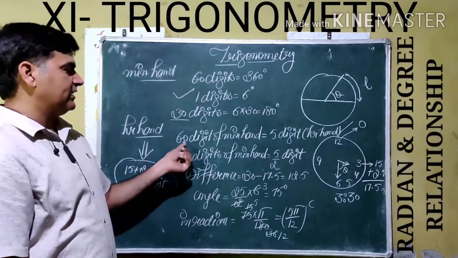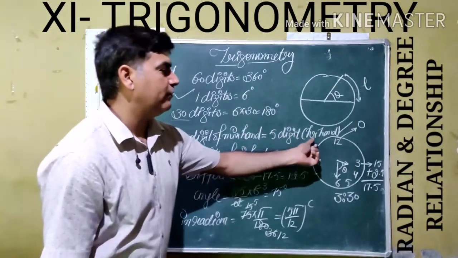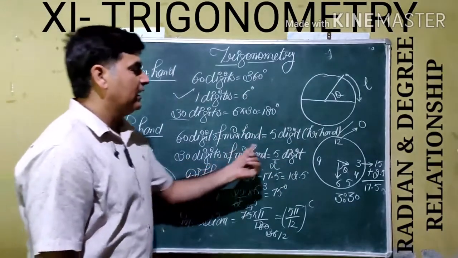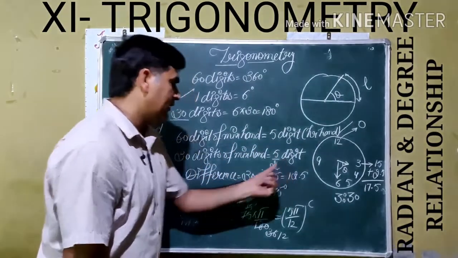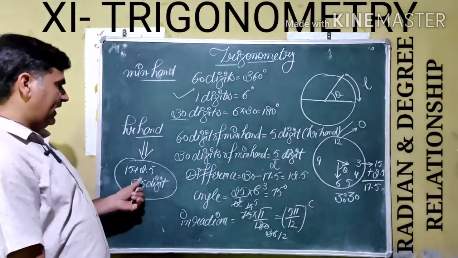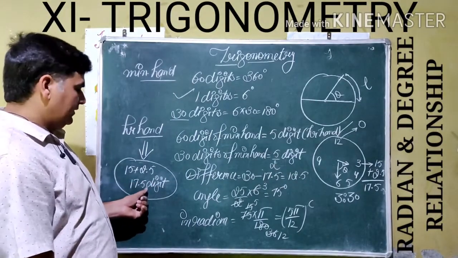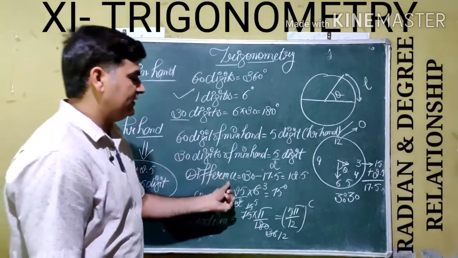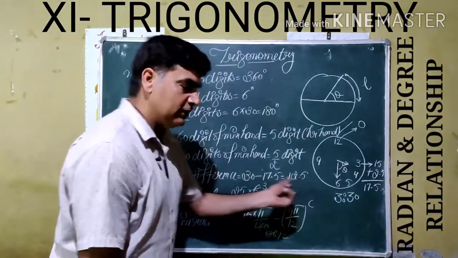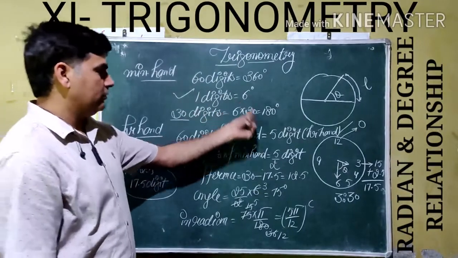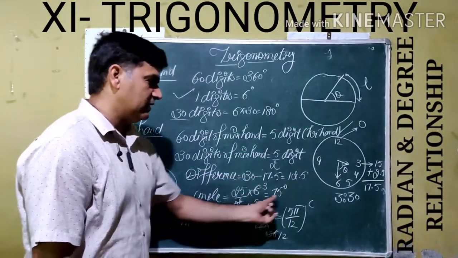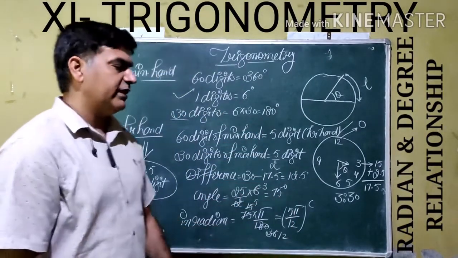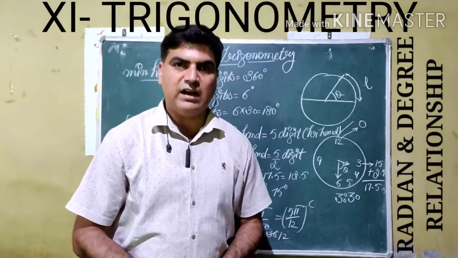We calculate like this. 60 digit means 5 digit movement for the hour hand. 30 digit means half of the movement of the hour hand. So it becomes 2.5, add it in it. So we get this one. This is the position of the hour hand. This is the position of the minute hand. The difference between the positions is 12.5. So one digit means 6 degrees. So 12.5 means 25 by 2. It gives us 75 degrees. Then we convert it into radian measurement also.